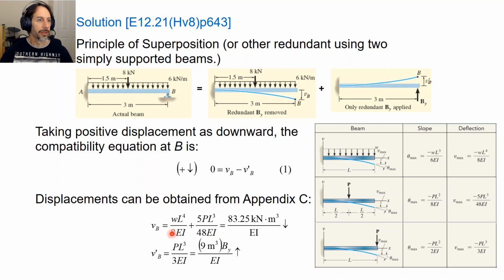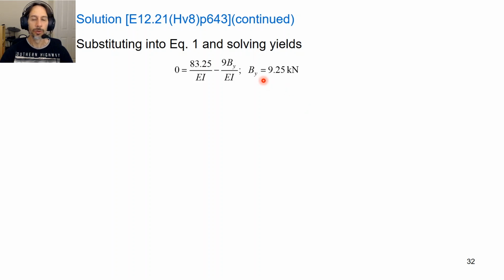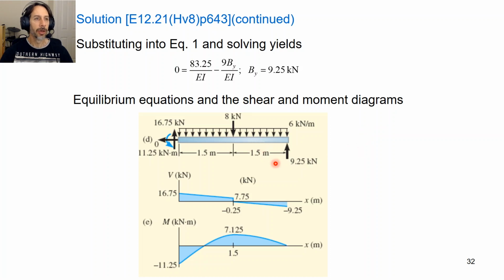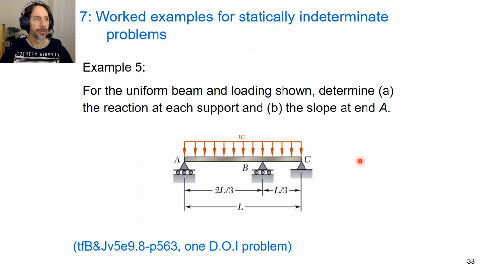Okay, so compatibility says this plus this is equal to 0. So we just need to put those together and solve for our unknown force By. Now we can use equations of equilibrium and then draw the shear and moment diagrams. I'm not going to go through that step by step. That's revision. You can use these to practice that if you like. But we'll just go on to the next problem now.